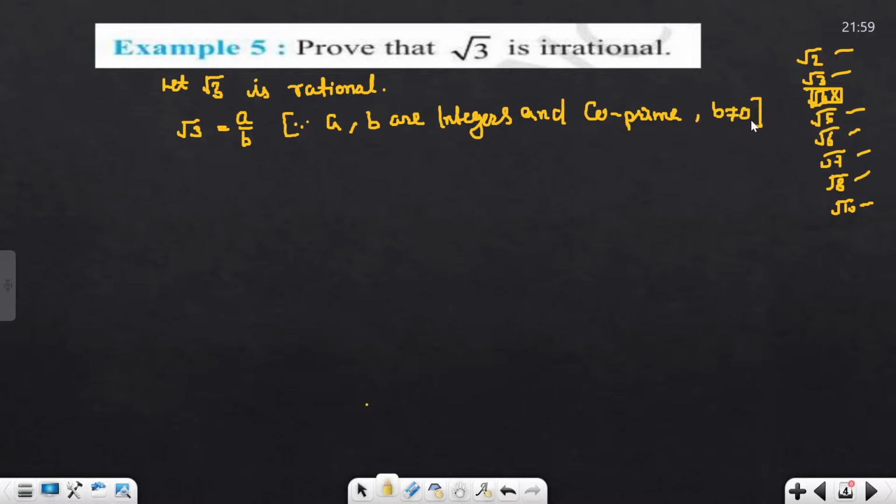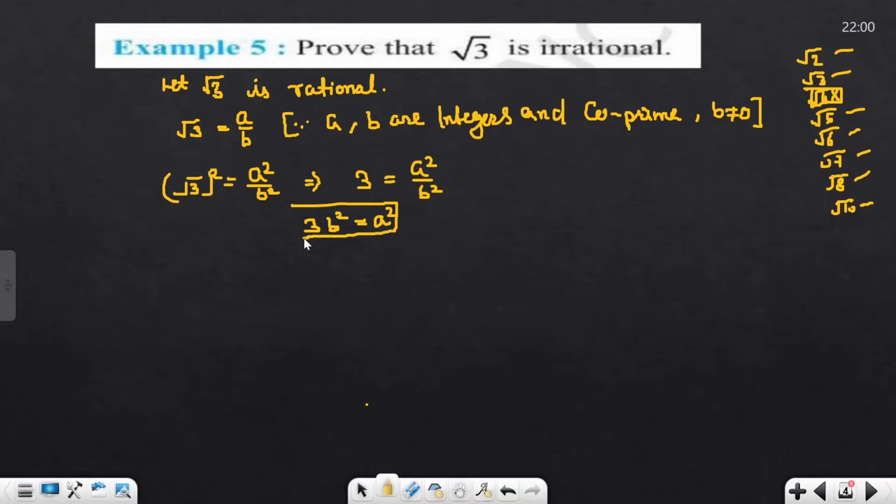Do you understand why b is not equal to 0? B is the denominator value. If the denominator value is 0, then the whole term, the answer, is not defined. Now squaring both sides, root 3 square is equal to a square divided by b square. In the next step, 3 is equal to a square divided by b square. So 3b square is equal to a square.